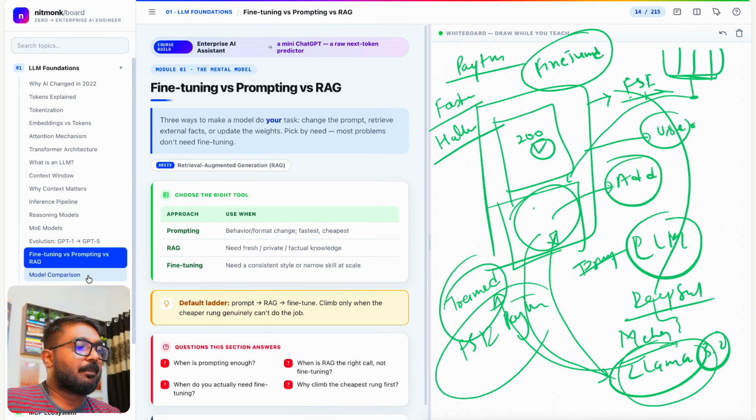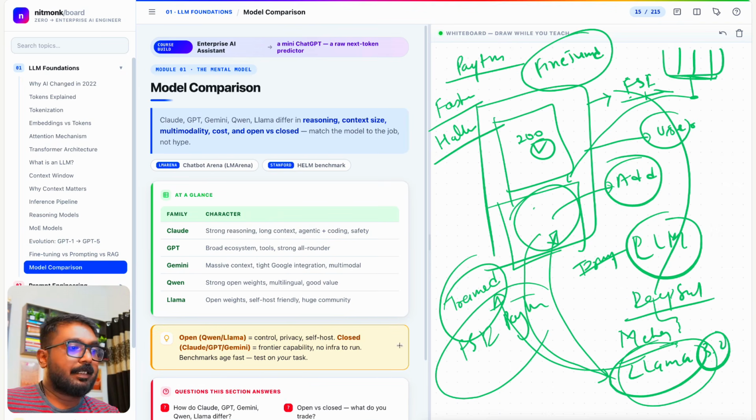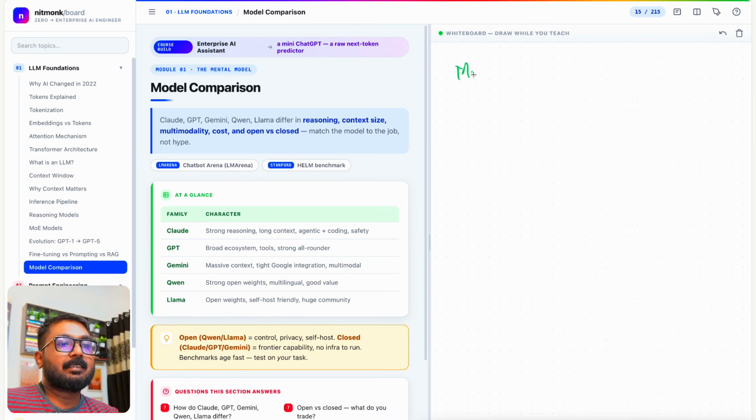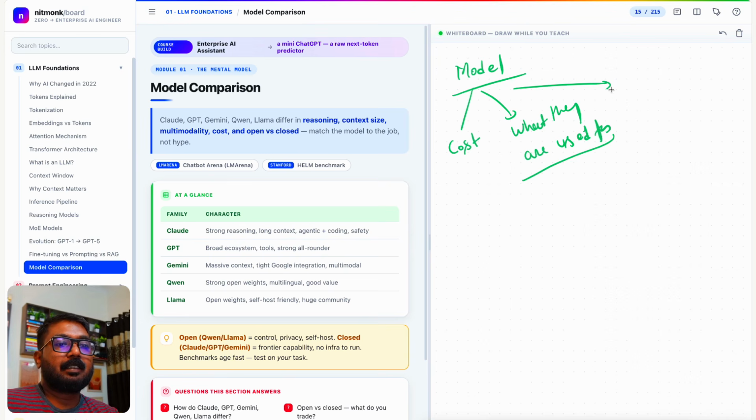Correct. And then there is a model comparison that you can see over here, right? Claude, ChatGPT, Gemini, Qwen, Llama differ in reasoning, context size, multimodality, cost, open versus closed. All these different models are there. So if you try to build an agent, we have to make sure we understand the model, their cost, what they are used for, their reasoning capability, and whether they are available for a tool call or not.